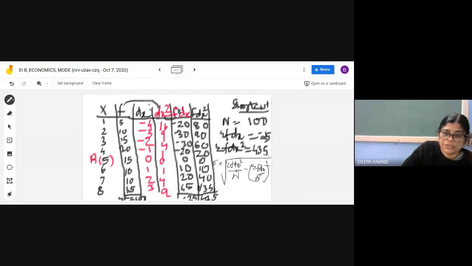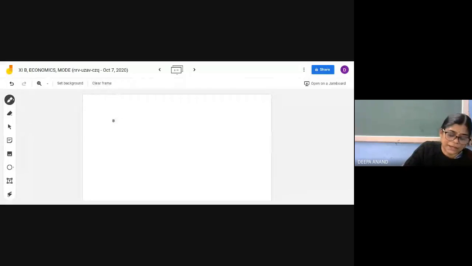And now instead of this you write 435 upon 100, and for this minus 25 upon 100 the whole square, then you have to find out the root, that's all. So you have to write 435 upon 100 minus 25 upon 100 the whole square, that will give you the answer.